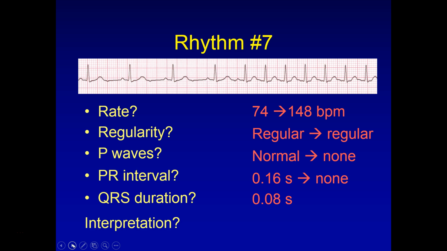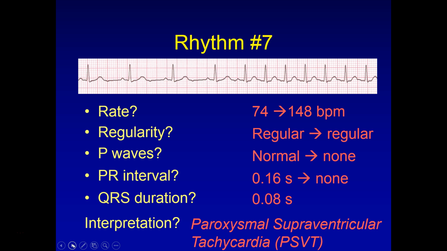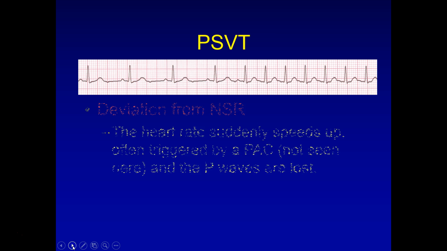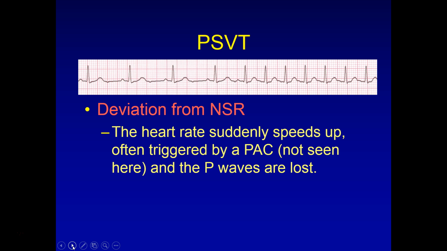And so our interpretation is paroxysmal supraventricular tachycardia. And paroxysmal just means that it occurs quickly, usually it starts and stops relatively fast. It comes out of nowhere. Okay, there we go. And this can be triggered by a PAC that we talked about in the last video. That could be the precipitating factor.